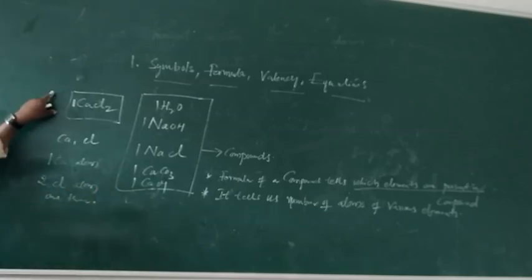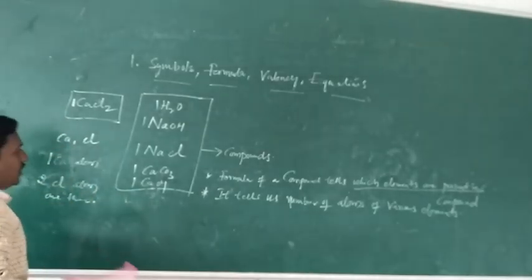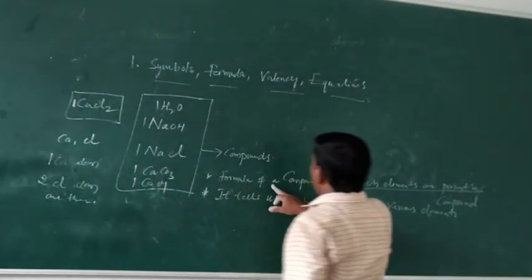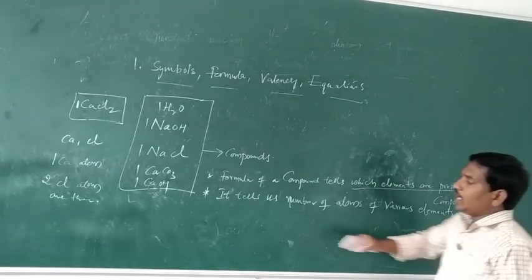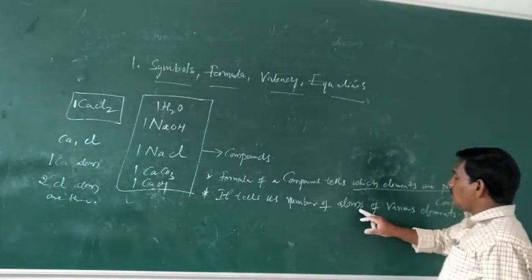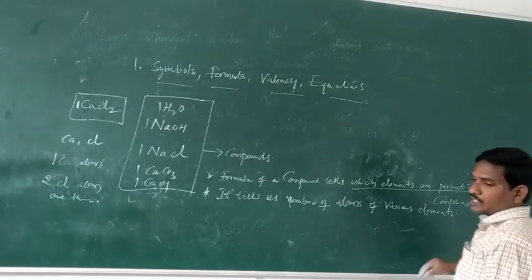So it tells, for example, there are 2 things. The formula of a compound tells which elements are present in the compound, and it tells us number of atoms of various elements.